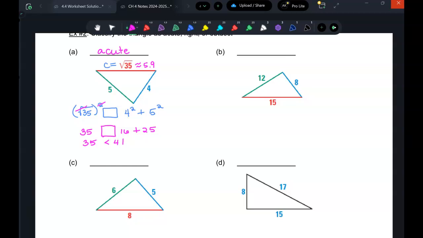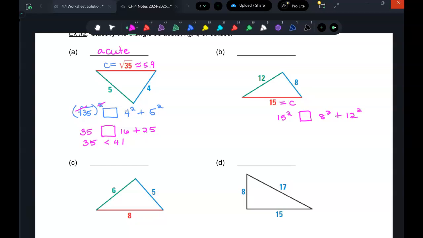Okay, the next one. We don't have any square roots on this one, so that kind of makes it a little easier. We can see that c is going to be 15. So I want to see how 15 squared compares to 8 squared plus 12 squared.